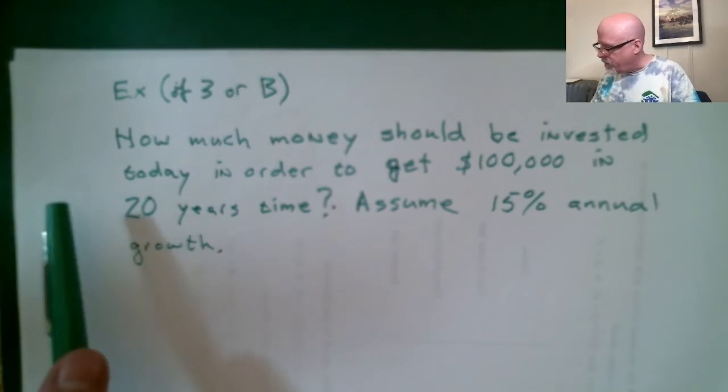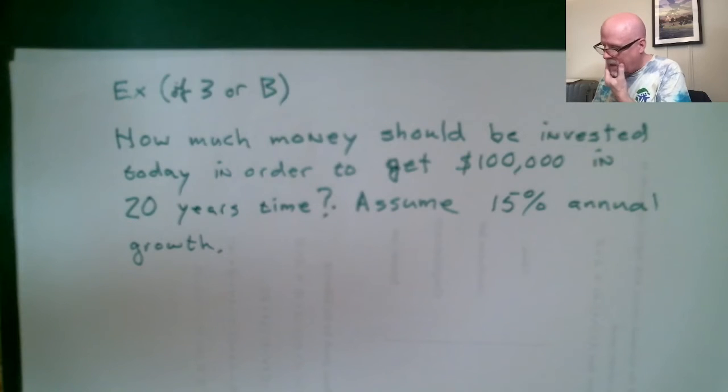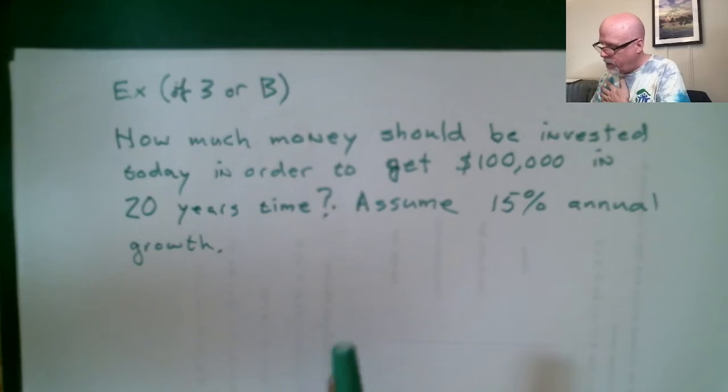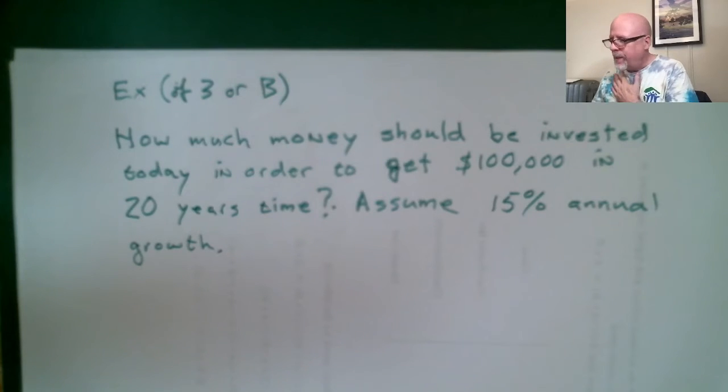So let's read the question. How much money should be invested today in order to get $100,000 in 20 years' time? And let's assume 15% is your annual growth rate. So I'm thinking about stocks, for instance. If you're playing a market fund, it's typical that you've got about a 15% growth rate over time.